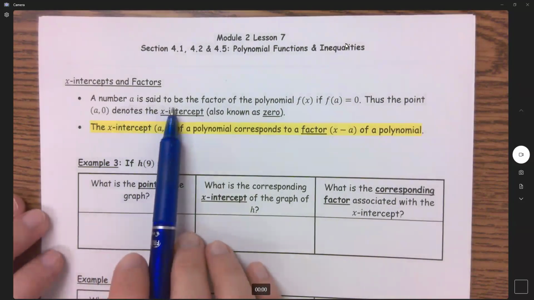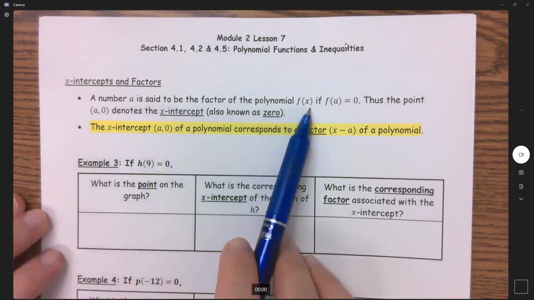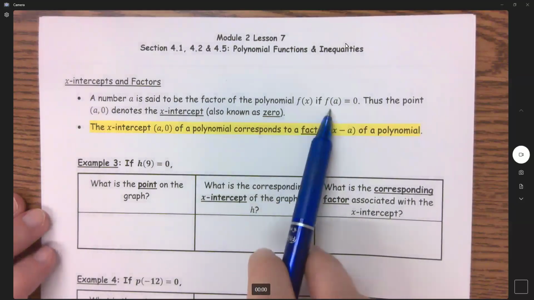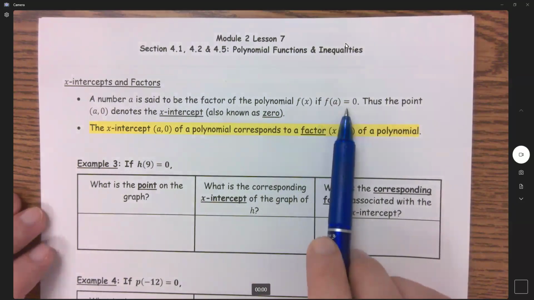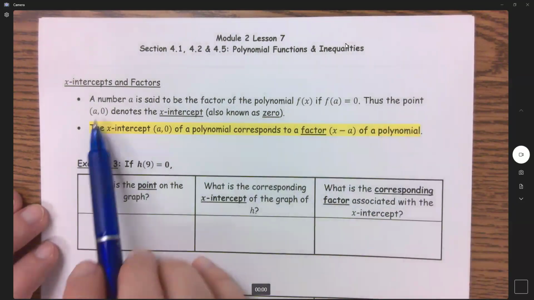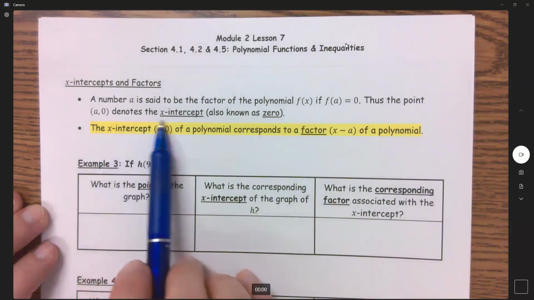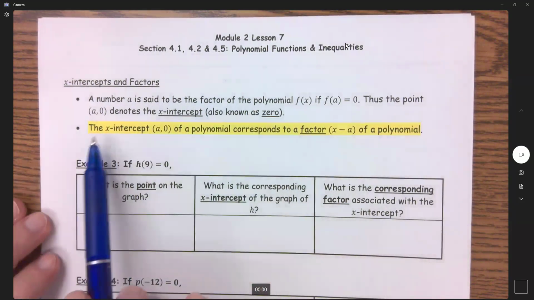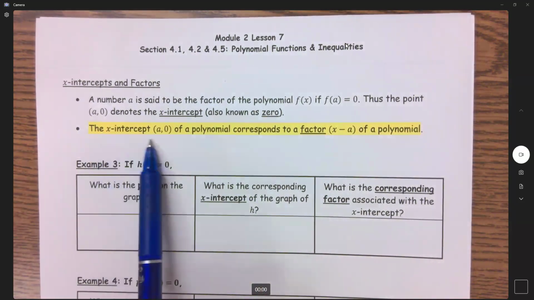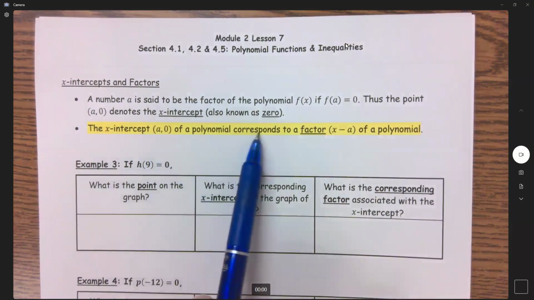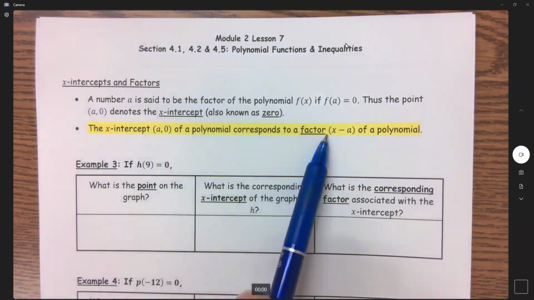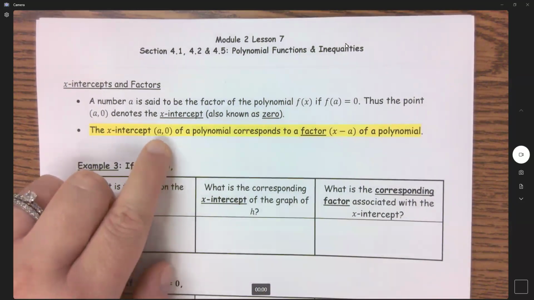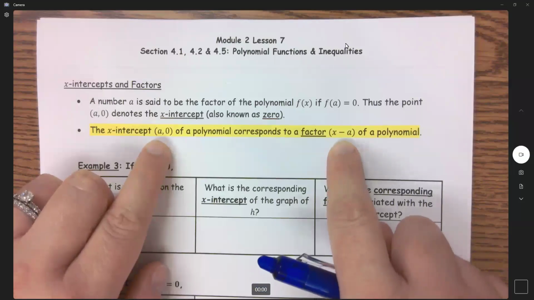It says the number a is said to be the factor of a polynomial f of x if f of a equals 0. And this is actually going to be a theorem that we go over in the last lesson, lesson 9 of this module. Thus, the point a comma 0 denotes the x-intercept, which is also known as a 0. Those mean the exact same thing. So the big part: the x-intercept a comma 0 of a polynomial corresponds to the factor x minus a of a polynomial. So notice we have a positive a here, and when we put that in, that's a negative a.